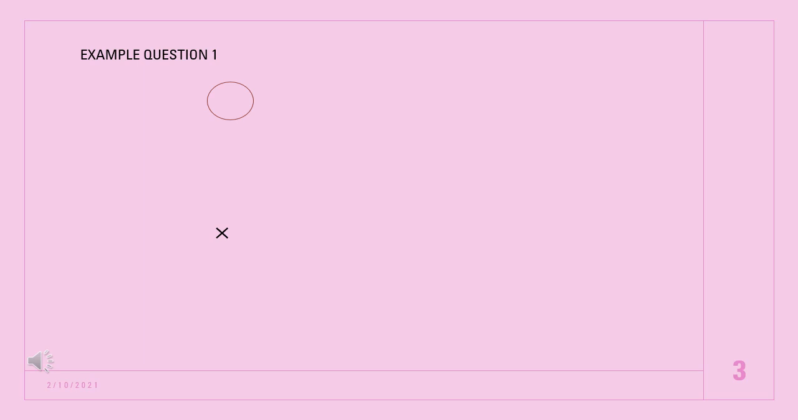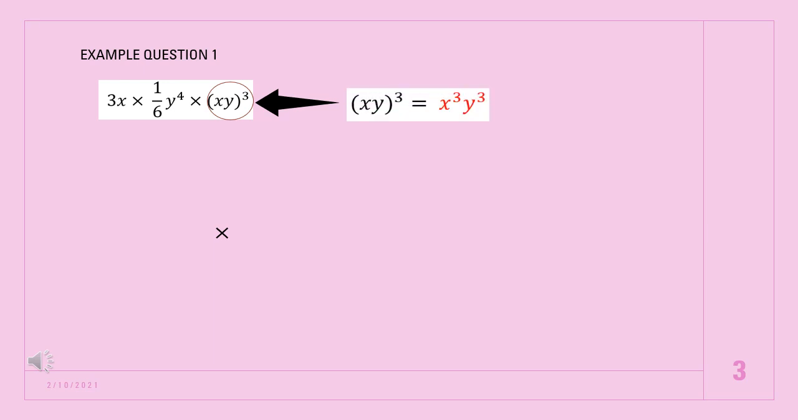Okay, for the example question 1, the question given is 3x times 1 over 6 y to the power of 4, times xy to the power of 3. So the first step, you need to change the xy one by one like this: x to the power of 3, y to the power of 3. Next, you write it in the second solution: 3x times 1 over 6 y to the power of 4, times x to the power of 3 y to the power of 3.